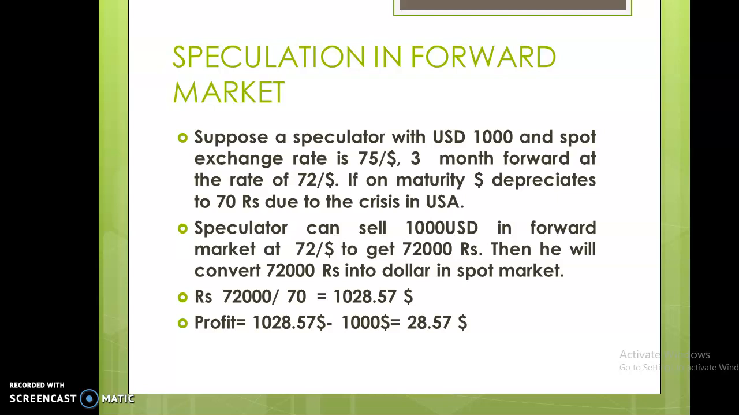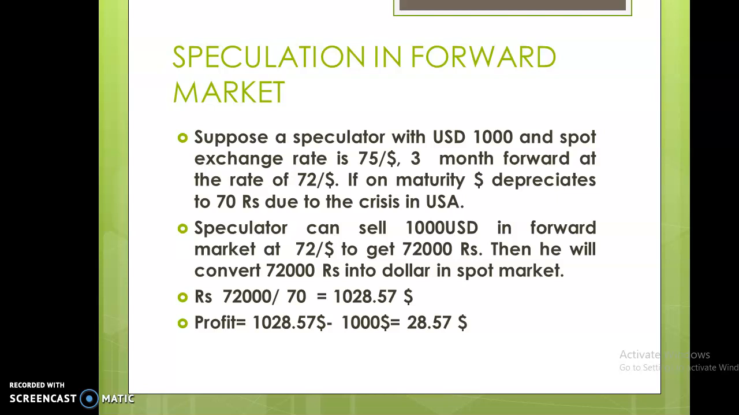So that speculator will go to the spot market and convert this 72,000 rupees at the exchange rate after 3 months in the spot market, at 70 rupees. And he will get $1,028.57 from the spot market by converting this much currency.